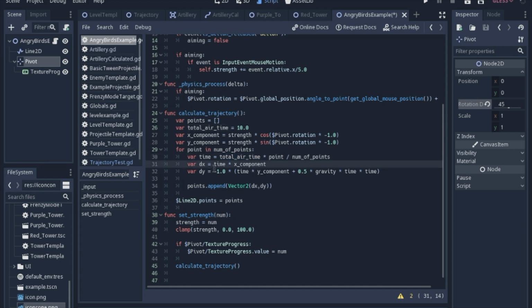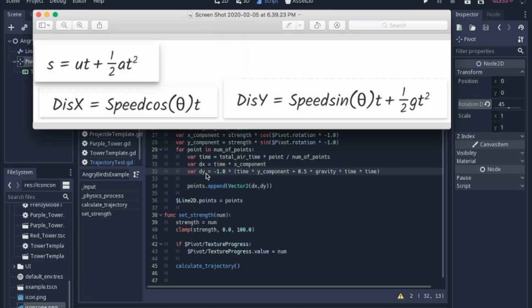So the x is easy to figure out because there's no acceleration or gravity to deal with, so it's just going to be time times the x component. So the y is a little bit more difficult to figure out because we have to deal with gravity. So the formal function that we have is right here. This is just how far we've gone is equal to our initial speed times time plus 1/2 acceleration times time squared. So acceleration is going to be our gravity. Our initial speed is going to be our y component. Our time is time, and then we have time squared.